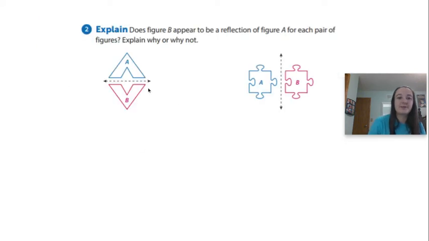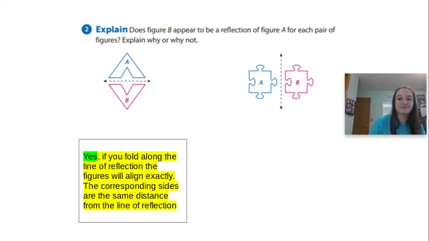Now for the next part, we need to explain whether these two are reflections or not. So for this first one, we can see yes, it is a reflection. If you fold along the line of reflection, so this dotted line here, the figures will align exactly. So this point will match up with this point will match up with this point, etc. And the corresponding sides are the same distance from the line of reflection. So we could say this point is equal distance here as this point is to there.